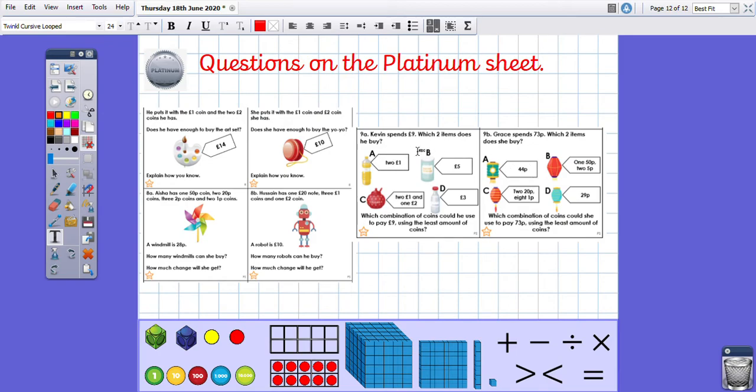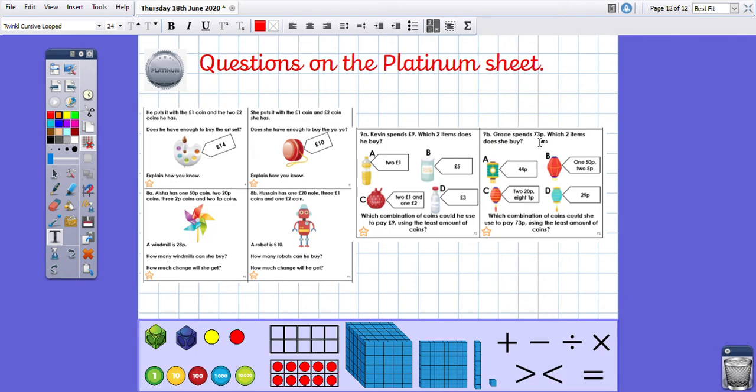Kevin spends £9. Which 2 items does he buy? But then you also need to tell me which combinations of coins he could use using the least amount of coins. So using the smallest amount you can, but only using coins. And then the same again here for Grace.